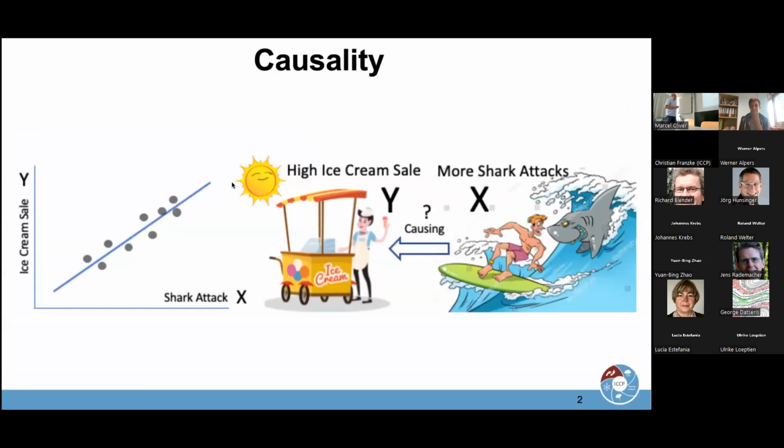Okay, causality. That's of course a very important aspect since we look at complex systems, and we of course want to know whether one force or event causes some other events. And you probably all wonder whether there might be some relationship between the number of shark attacks and the number of ice cream sales. So of course there's the big question whether, if we have an increased number of shark attacks, this will drive high ice cream sales. And I will come back to this in the end.